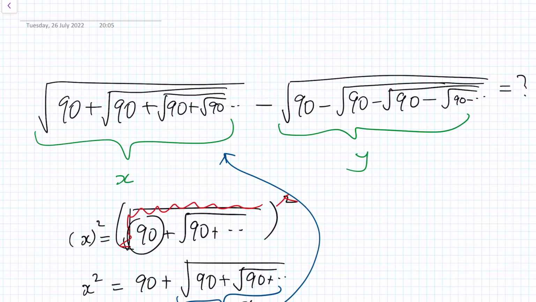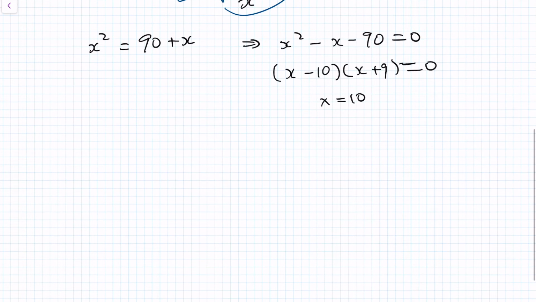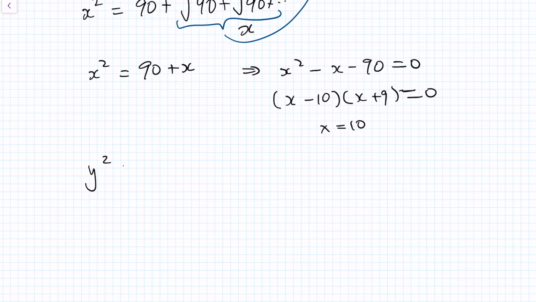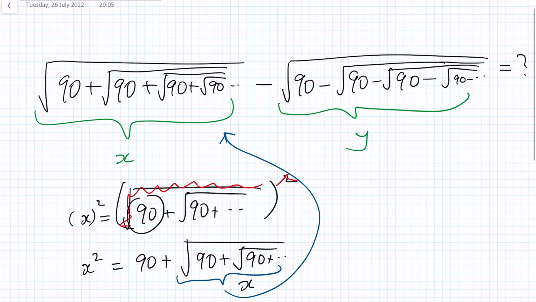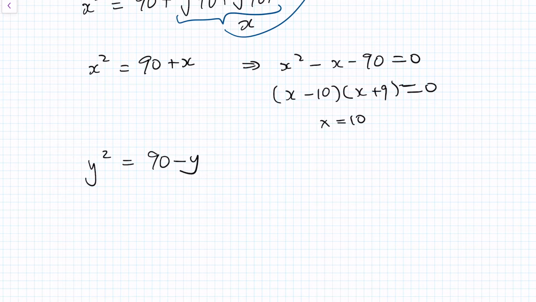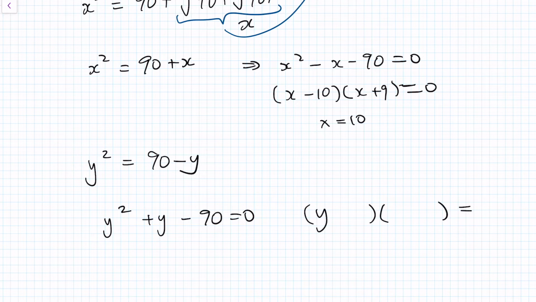Now, if you did the same thing for y, you will get another quadratic, and that quadratic will be y squared is equal to 90 minus y this time. Right. If you're unsure, just try it and justify it to yourself. And this quadratic will be y squared plus y minus 90 is 0. Factorizing, we'll have y plus 10 times y minus 9. That means y is equal to 9, ignoring the negative solution.